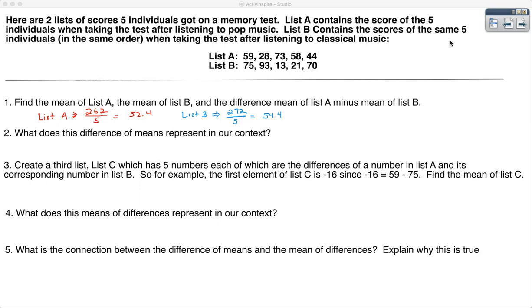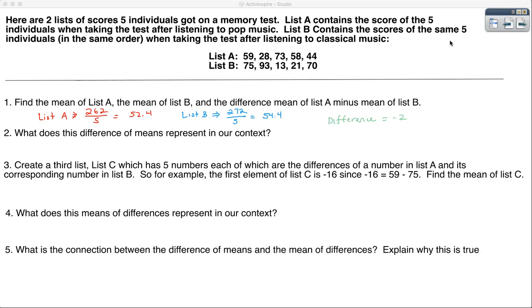Okay, now it's asking me to find the difference of means. So the difference: mean of list A minus the mean of list B. Well, if I look at my mean of list A and my mean of list B, I simply just have to do 52.4 minus 54.4. So that's going to tell me that the difference is -2, right? 52.4 minus 54.4 is going to give me -2. And it is okay that the difference is negative. The difference between the means can definitely be negative. All right, now what does the difference of means represent in this context?